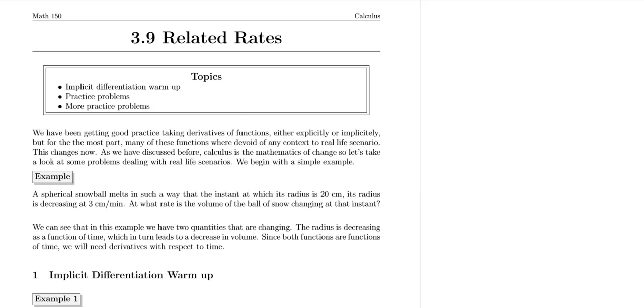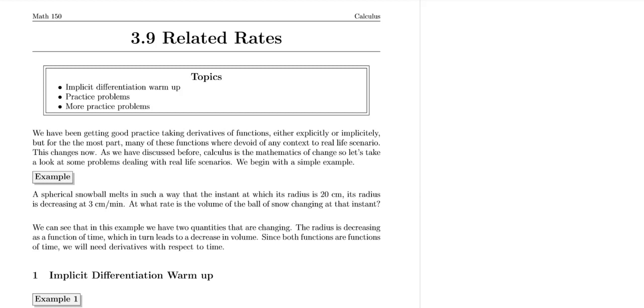Now, at what rate is the volume of the snowball changing at that particular instant when the radius is 20 centimeters? This one certainly looks like a problem that is different from the problems we encounter in pre-calculus because now we are dealing with rates. We can see that in this problem we have two quantities that are changing. The radius is decreasing as a function of time because it is decreasing at 3 centimeters per minute, which in turn leads to a decrease in volume, right?